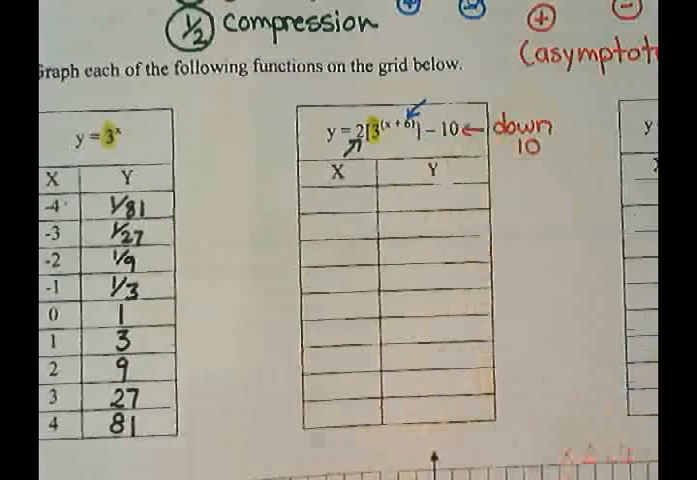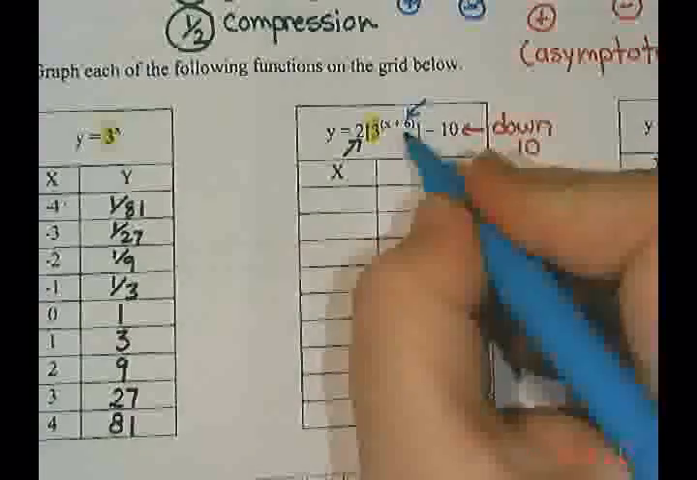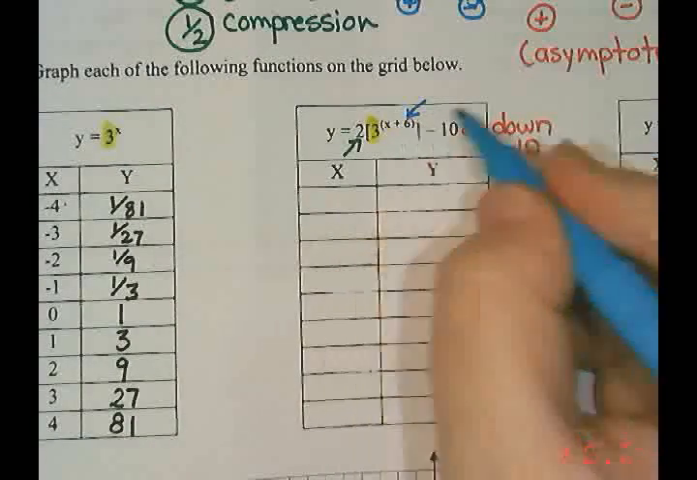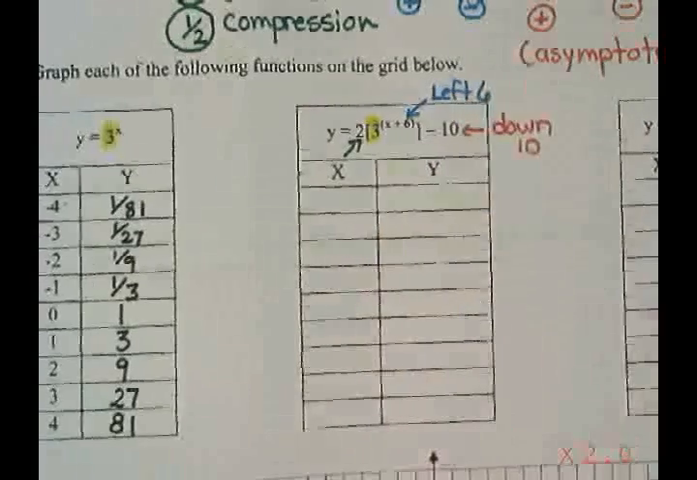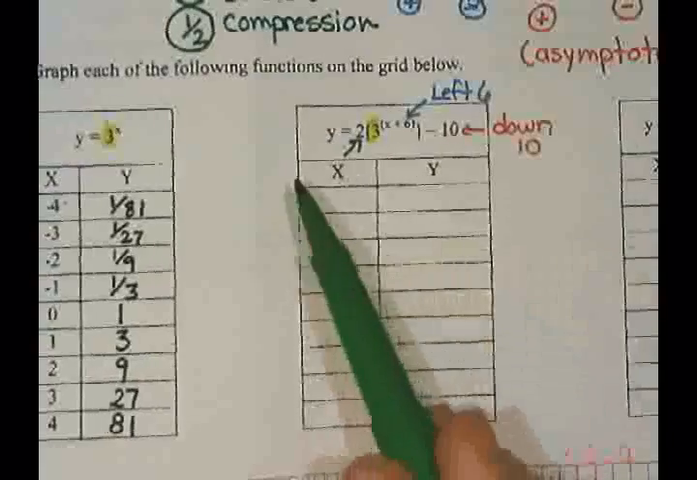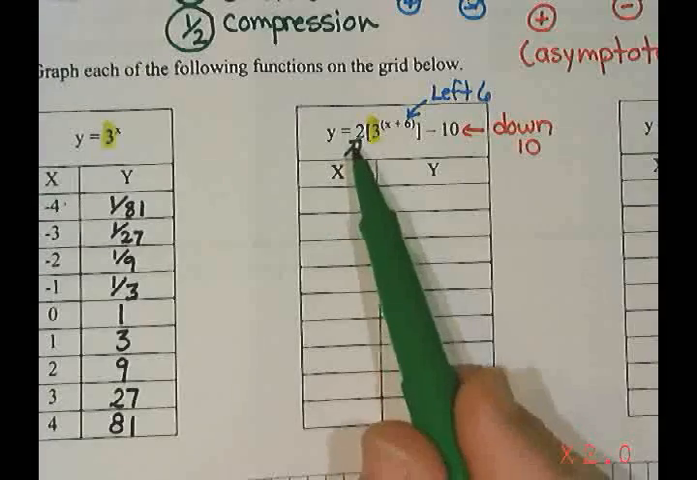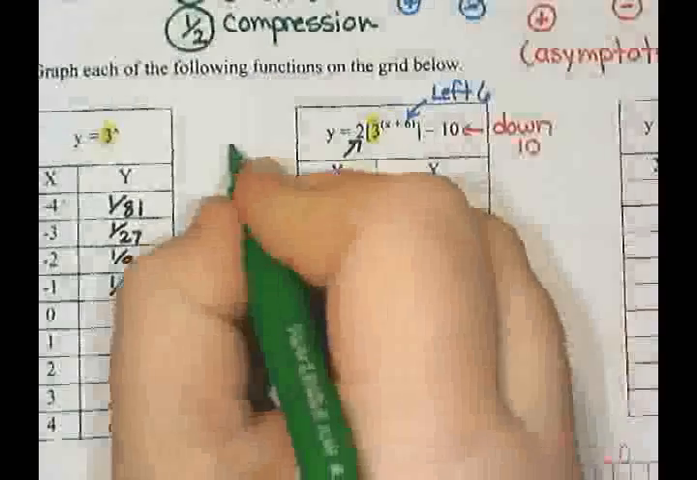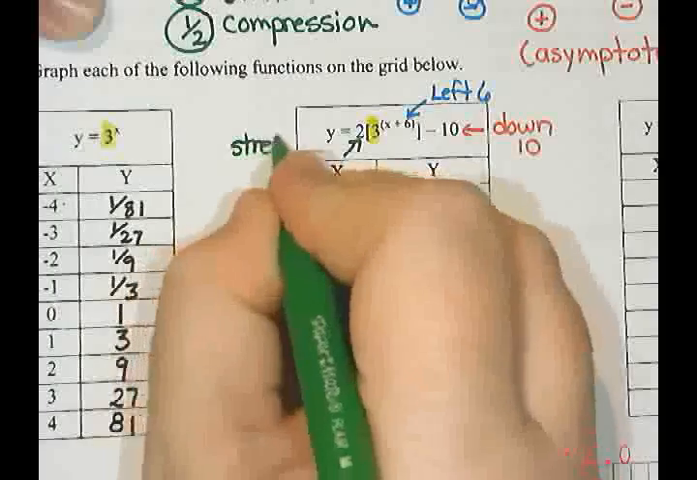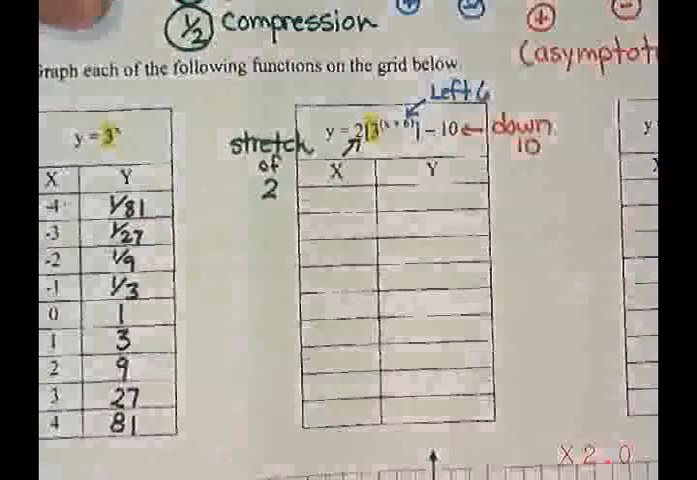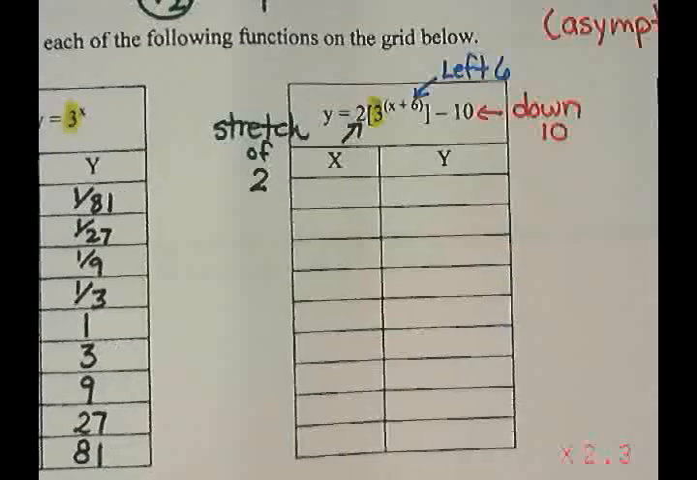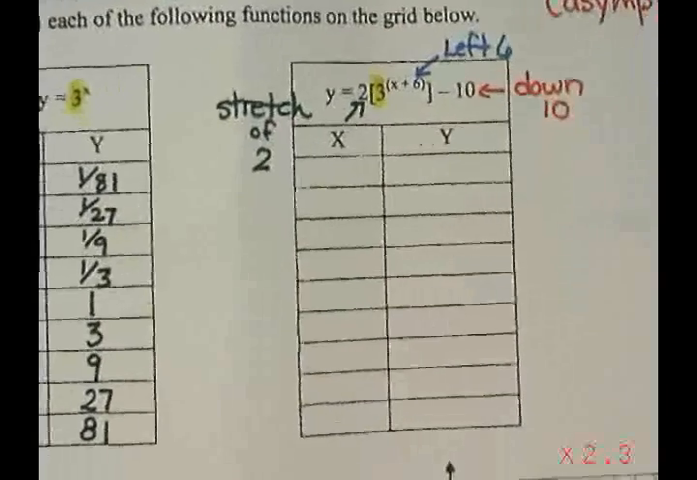I've got x plus 6. That's going to move the graph to the left 6. That's what that plus does. And then out front, I have a 2. So I know this is going to be a stretch because it's bigger than 1. And I say that it's a stretch of 2 because it's going to be 2 times bigger or 2 times taller. Just zoomed in a little to make this easier.